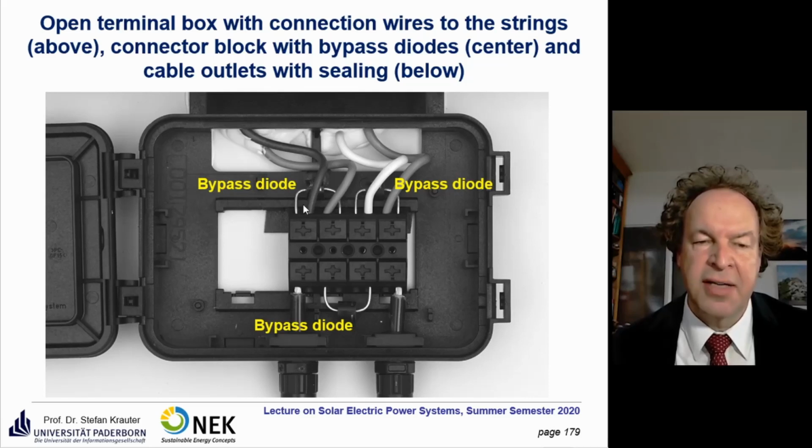And then you find here the bypass diodes between those two strings: for the first two strings, for the second two strings, for the third and fourth strings, and for the fifth and sixth strings you have this bypass diode.